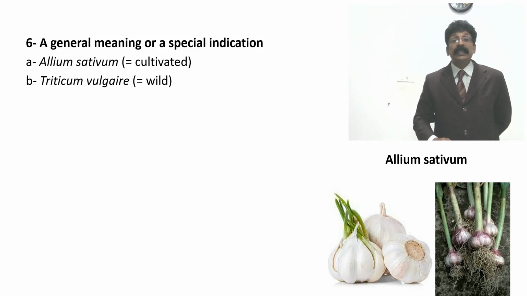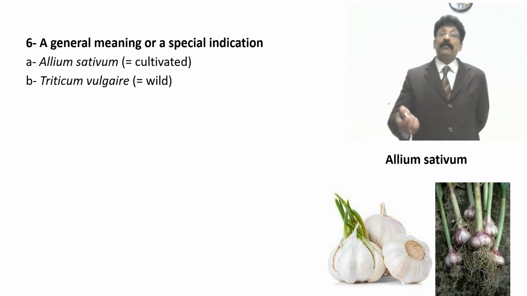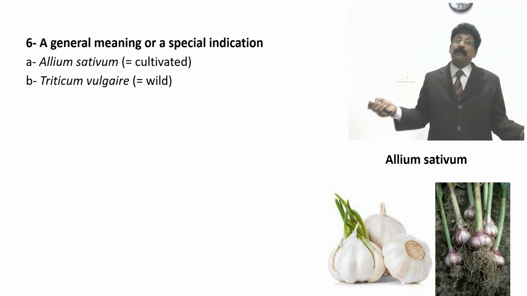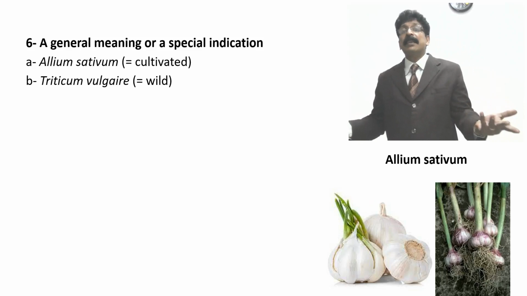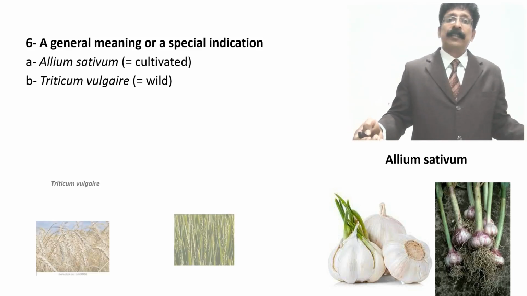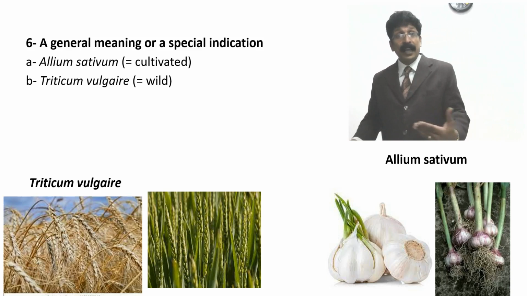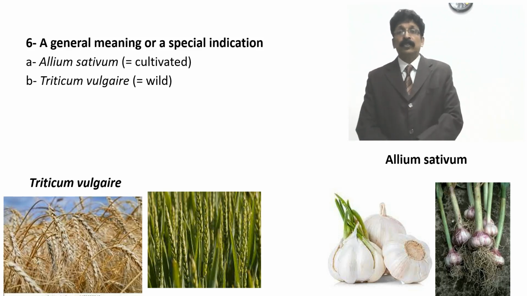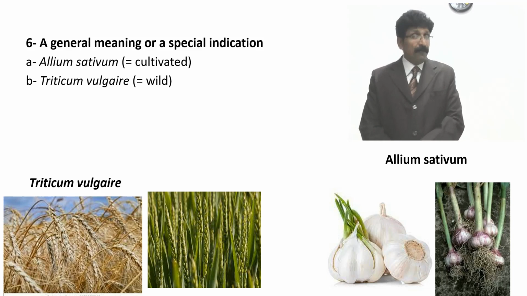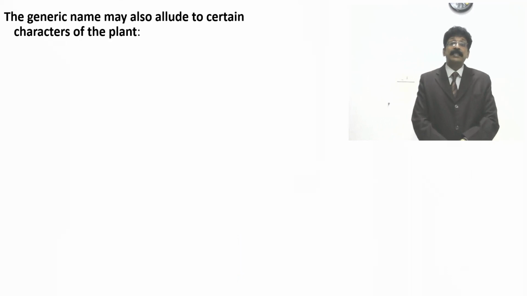Triticum vulgare. Actually, we want to say some of them, even weeds, are cultivated and some of them are wild also. So when it is wild, we can say vulgare as a species. This is wheat actually, Triticum vulgare. It is wild grown, so it is Triticum vulgare. But wheat we used to cultivate also. So the species name has the characteristics of the plant.